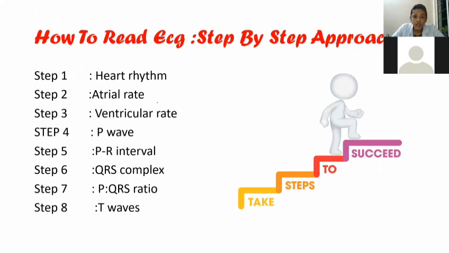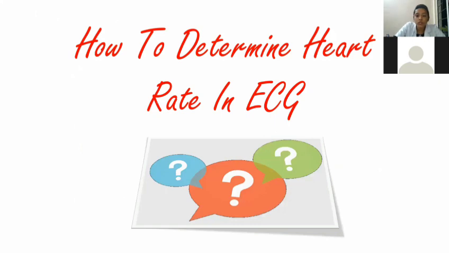So we discussed almost all of the components in the ECG: how the limb leads are placed, what the waveforms are, and according to which cardiac event these waves are formed. So now we are going to read ECG. First is how to determine heart rate in ECG.